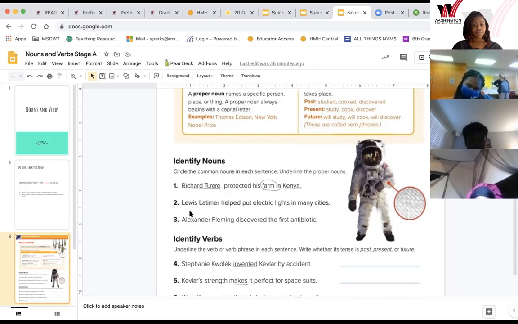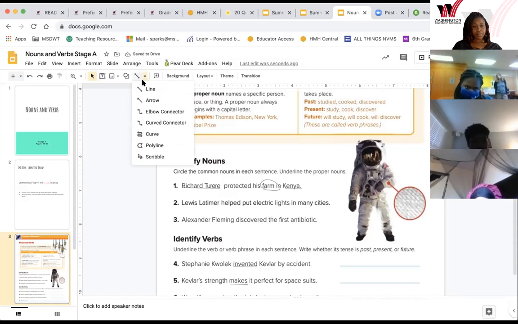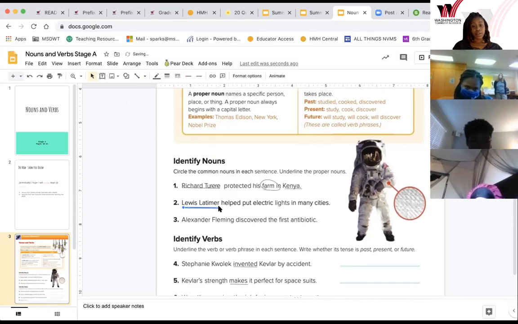Aaliyah. Underline. Right, because it's a specific person and it's capitalized. Lewis is capitalized and Latimer is capitalized. Okay. So I will actually underline this. So if you circle that, I want you to change it to a line. All right. So that is our proper noun. There are two common nouns in this sentence, though, that we need to circle. What are they?